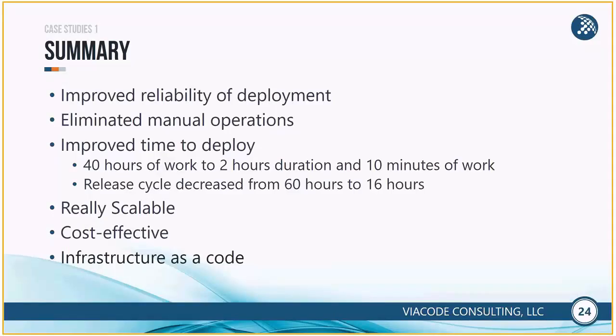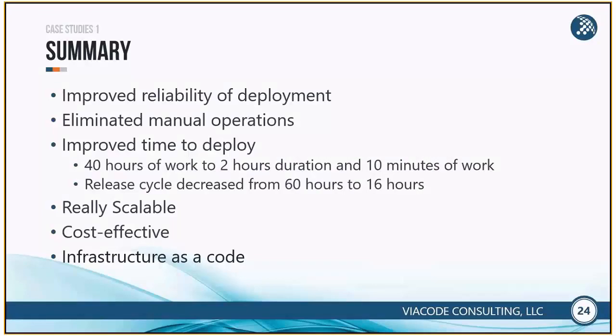Now, let me summarize what benefits we got with this ARM template-based deployment automation. We've significantly improved reliability and eliminated manual operations. Significantly improved time to deploy. Now it takes about 2 hours of duration to deploy the big environment, and only 10 minutes of work. Compare this to 40 hours of continuous manual work when you deploy the same environment manually or with some semi-automation. As a result, our release cycle decreases from 60 to 16 hours.